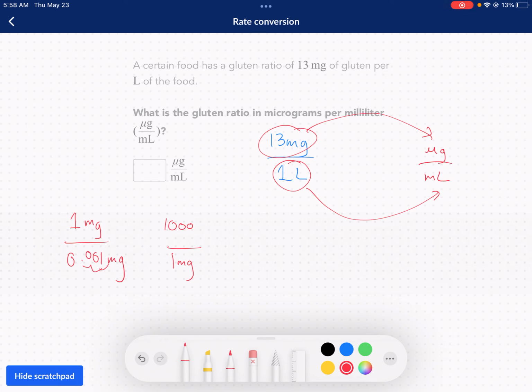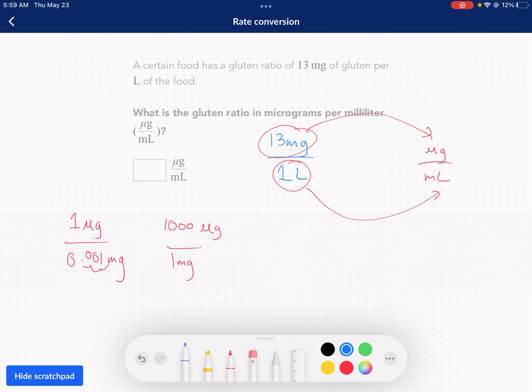Whoops, I did this wrong. This is supposed to be micrograms like this. There we go. It looks exactly the same, but all right, so I could do 1 microgram per 0.001 milligrams, or I could do 1,000 micrograms for every 1 milligram. And I'll actually go with that one. I think most people probably like that one better with non-decimals. So I'm going to go ahead and put that one down.